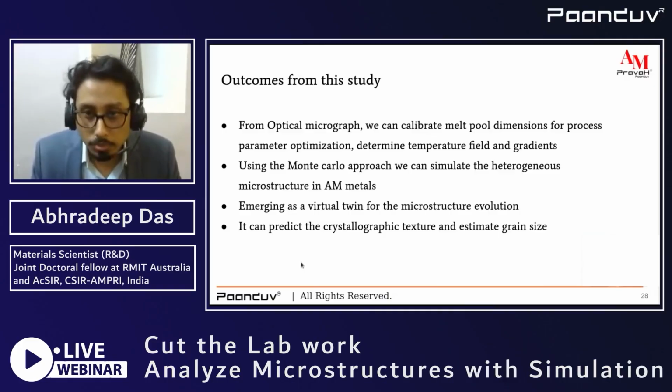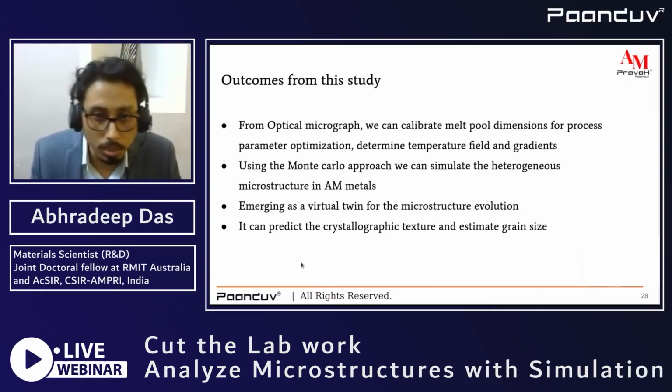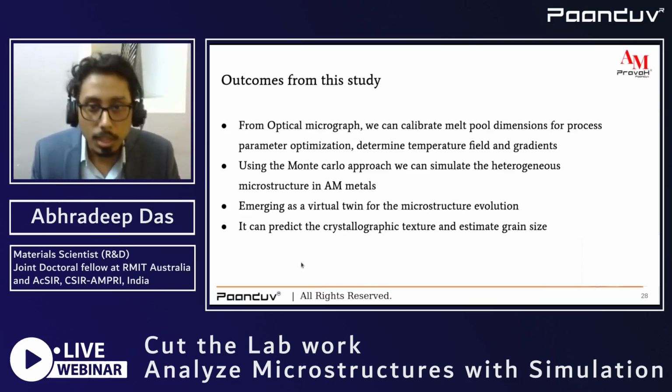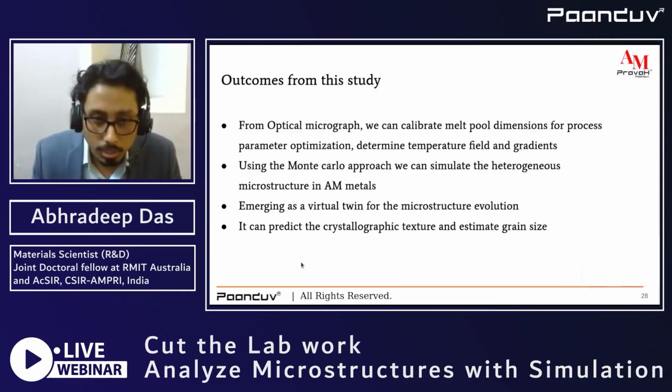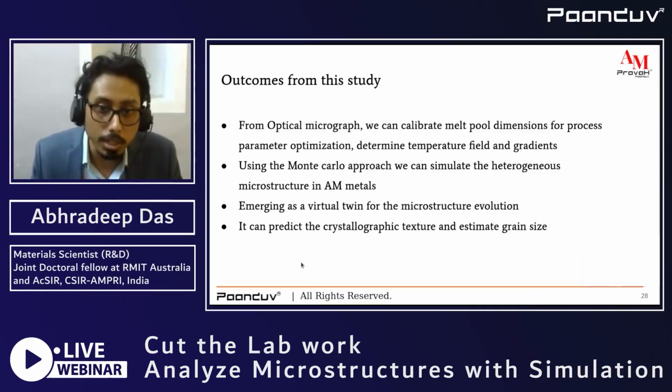Based on that, we have developed the meltpool dynamic simulations, wherein we can calculate and track the temperature fields and gradients for the Monte Carlo approach. Using this approach, we can form the entire heterogeneous microstructure that is commonly observed in additively manufactured metals, and therefore we have the complete description of the microstructure that is formed in the AM process. Therefore, we can confirm that the AM PravaH microstructure module can be treated as a virtual twin for an exact microstructure evolution process. We can also predict the crystallographic texture and the grain size.